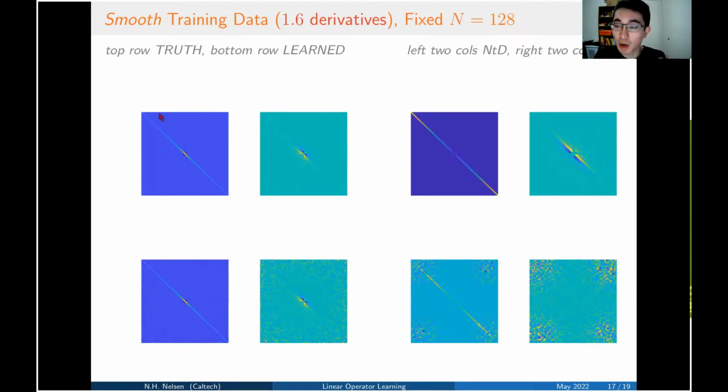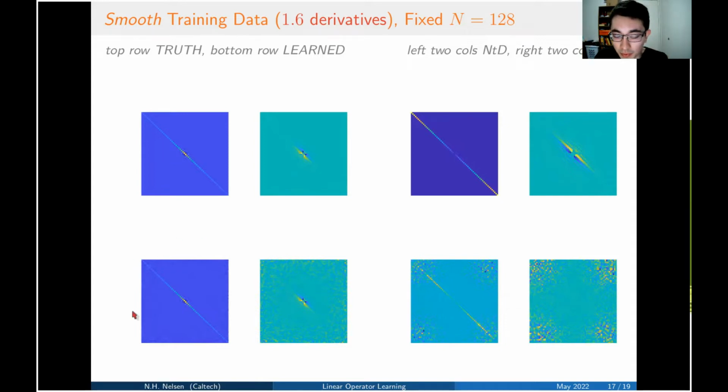So these are two operators, the true Neumann to Dirichlet and the real and imaginary parts. And on the right, I'm showing the real part and the imaginary part of the Dirichlet to Neumann map. So that's the Dirichlet to Neumann, which is unbounded. And then Neumann to Dirichlet is a compact operator. And on the bottom row, I'm showing what we actually learn using this fully dense posterior mean estimator.